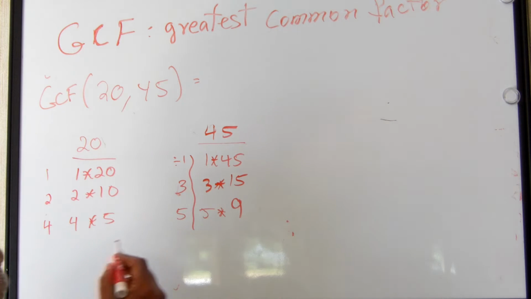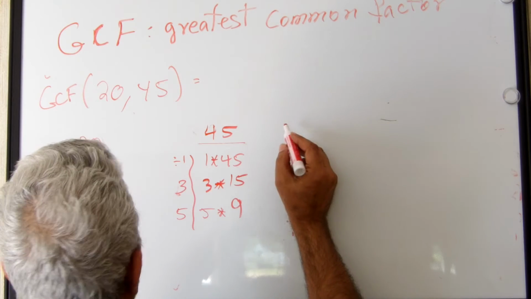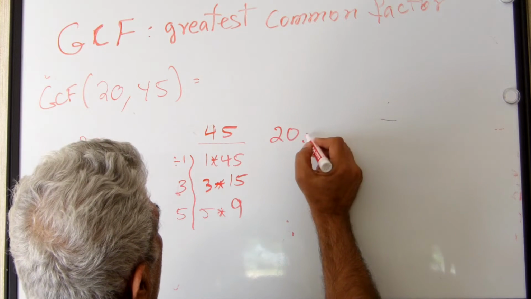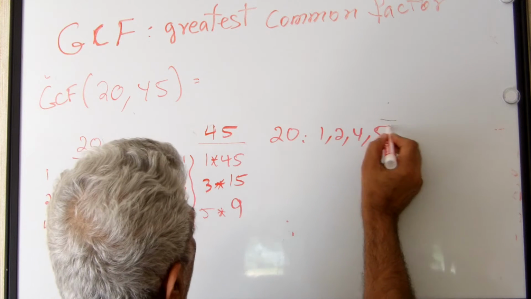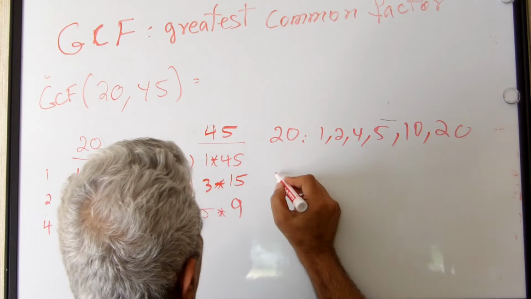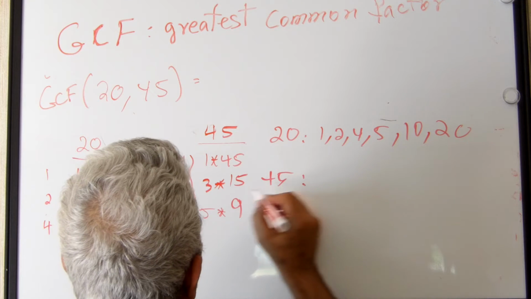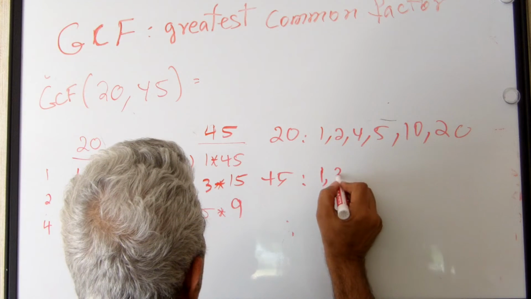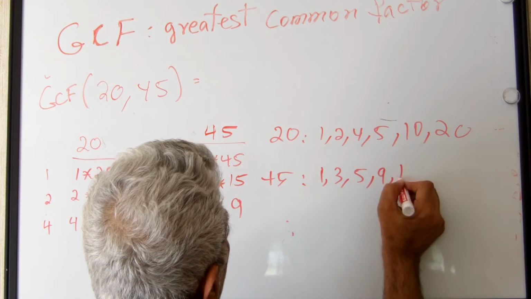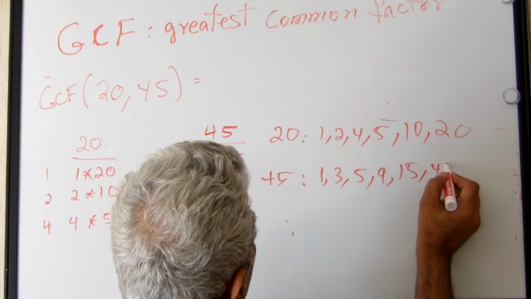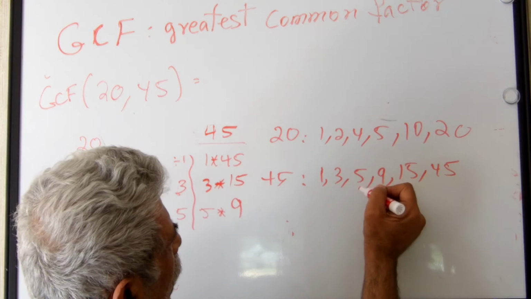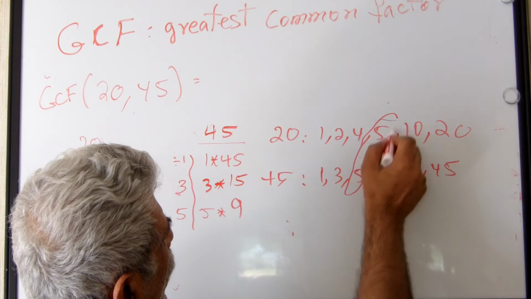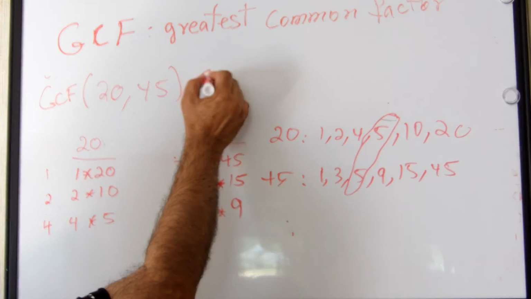So let's write it down here. The factors of 20: 1, 2, 4, 5, 10, 20. And the factors of 45 are 1, 3, 5, 9, 15, and 45. So the greatest common factor of these two numbers, you just find that it's going to be 5. So this here is going to be 5.